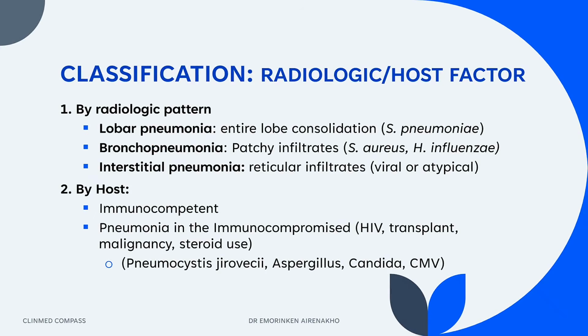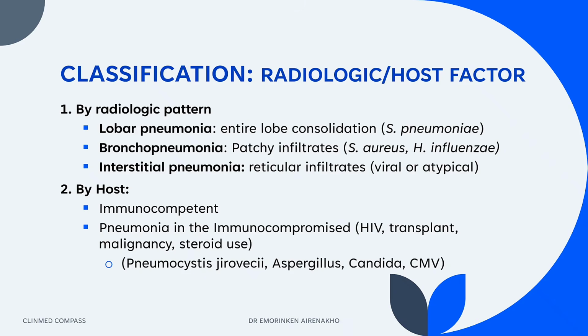Pneumonia can also be classified radiologically. We have lobar pneumonia, bronchopneumonia, and interstitial pneumonia. Lobar pneumonia, an entire lobe is consolidated, classic for infections with Streptococcus pneumoniae. Bronchopneumonia, patchy scattered infiltrates, seen with Staph aureus or Haemophilus influenzae. Interstitial pneumonia, fine reticular or net-like opacities, typical of viruses or atypical bacteria.